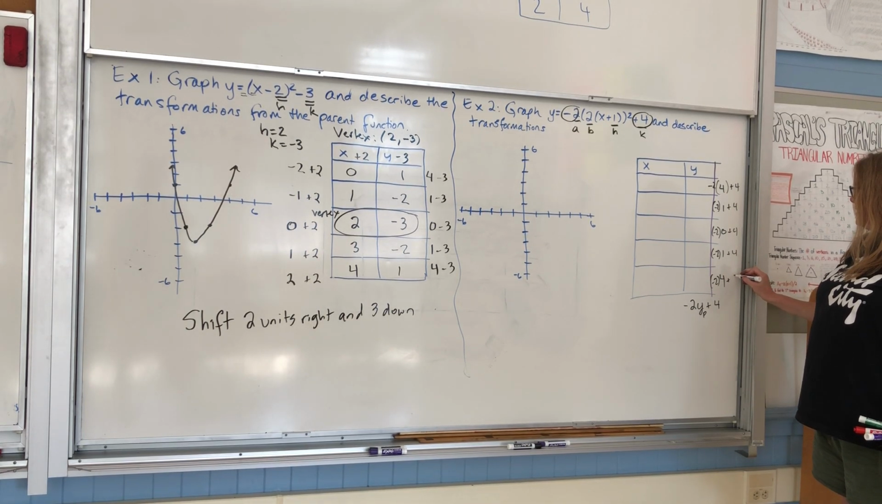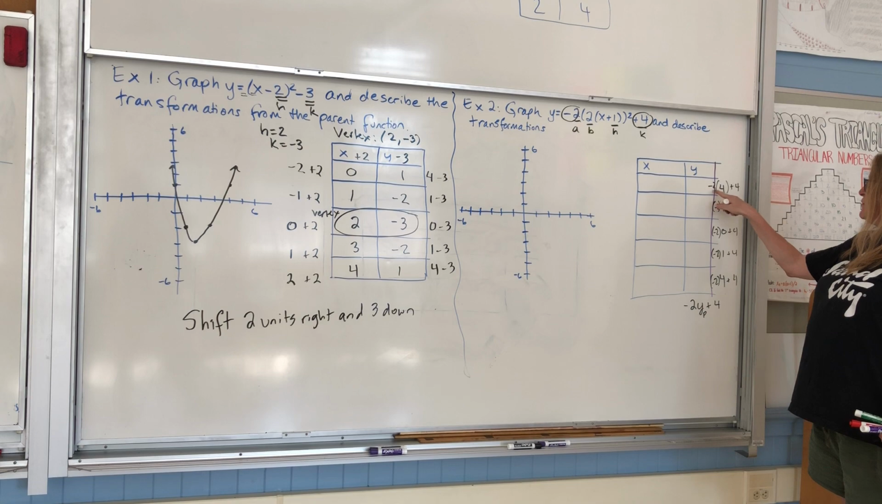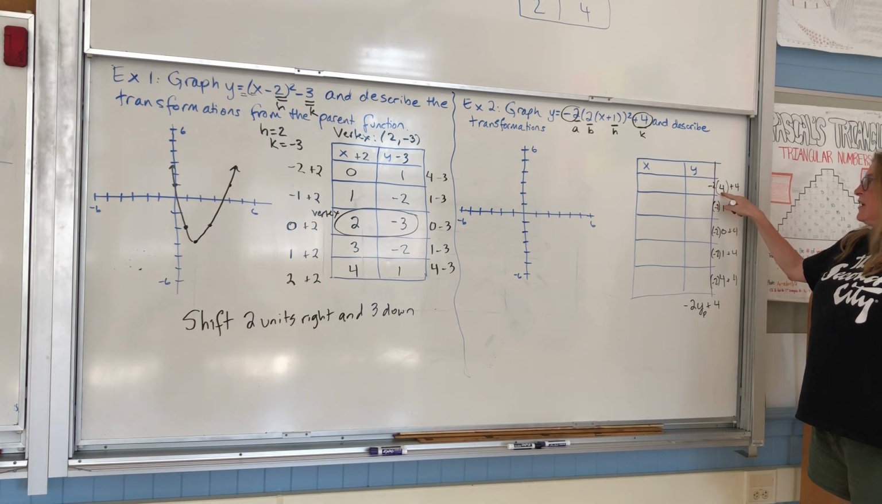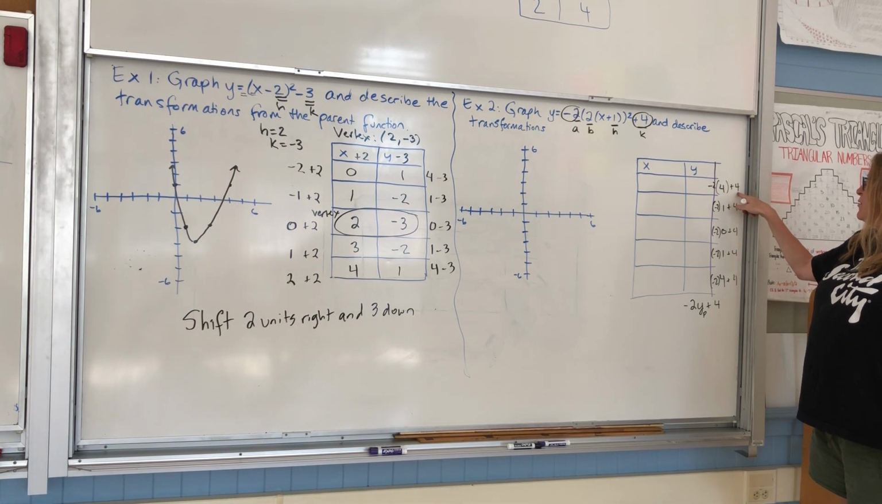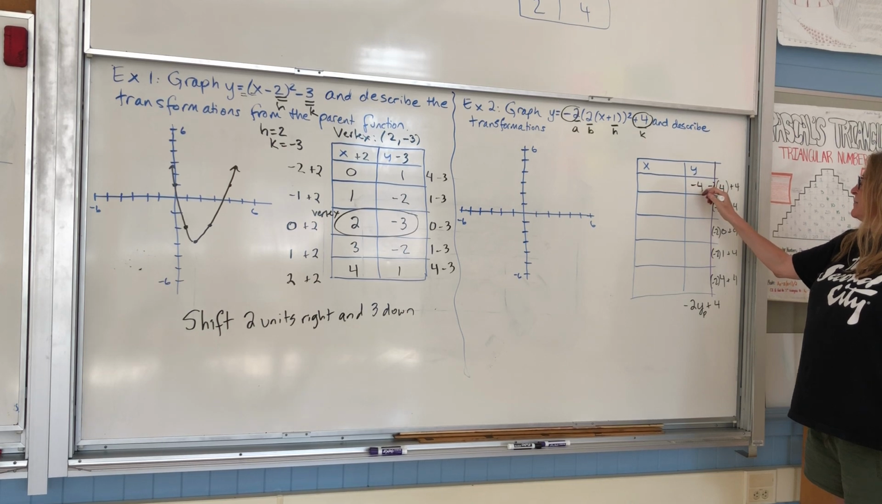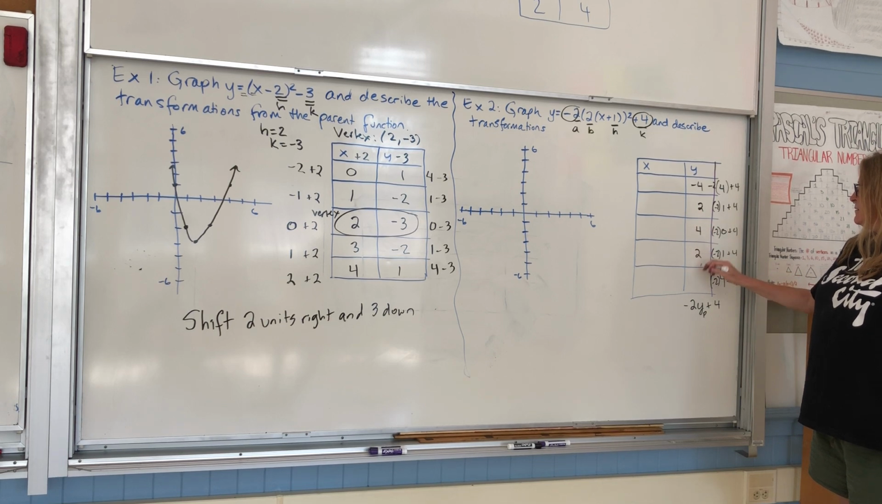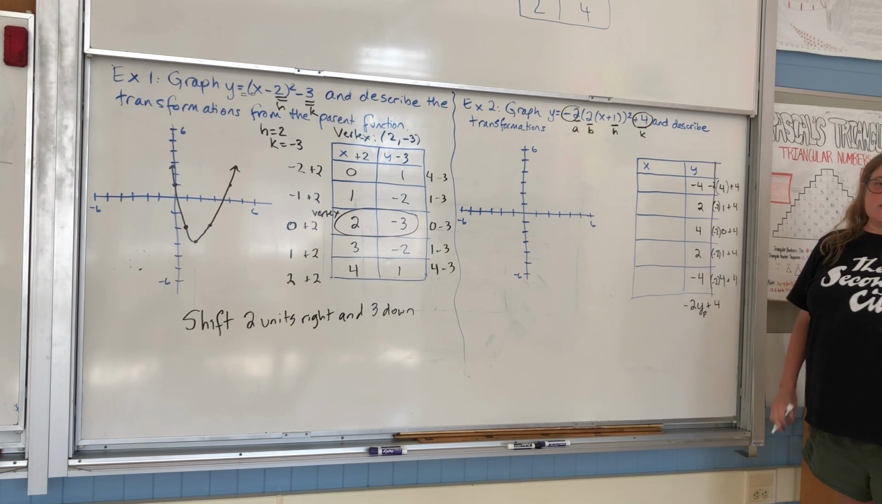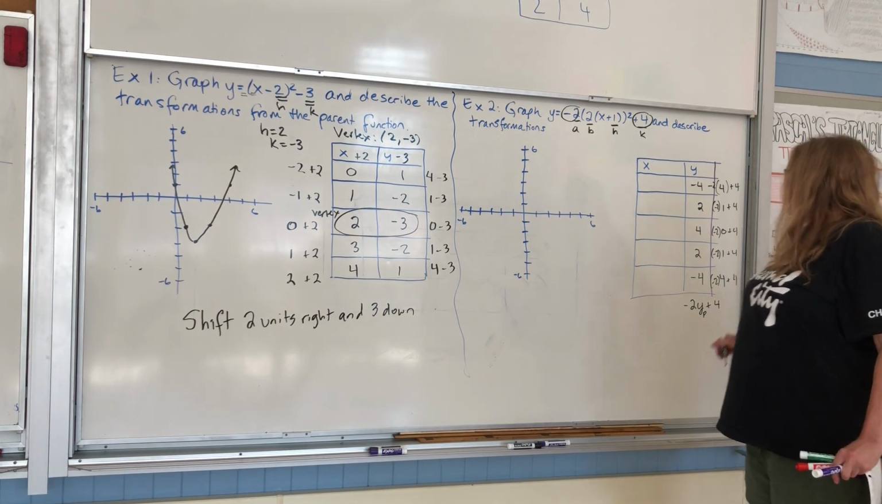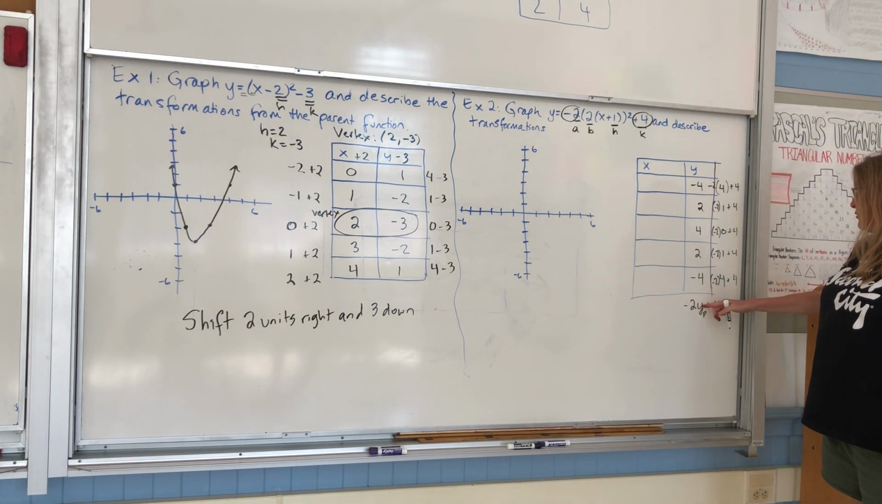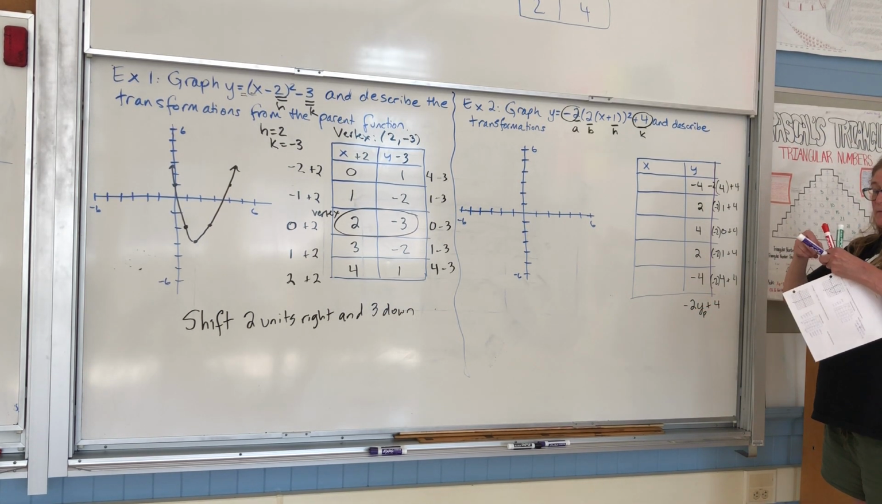Okay, so let's see what we get. -2 times -4 is -8. -8 plus 4 is -4. -2 times -1, so I'm just going to fill these in. That's my new Y table right there, once I do my transformation, negative 2 times the y parent plus 4.